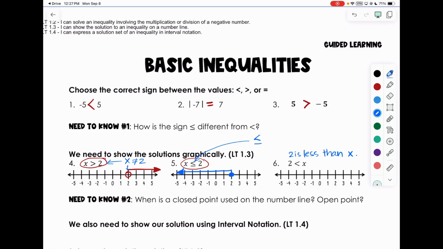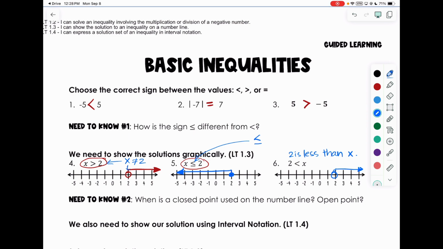If 2 is less than x, then it's going to be to the right of 2. And this should be an open circle on 2. Why is it an open circle, not a closed circle? Because a closed circle includes 2. So I have this inequality anchor chart right here for you guys.